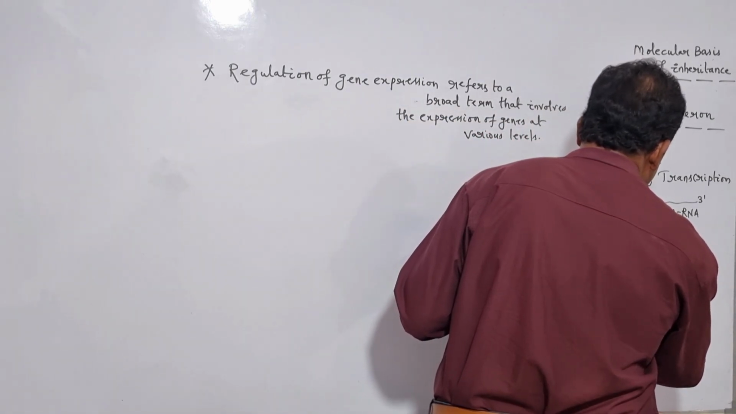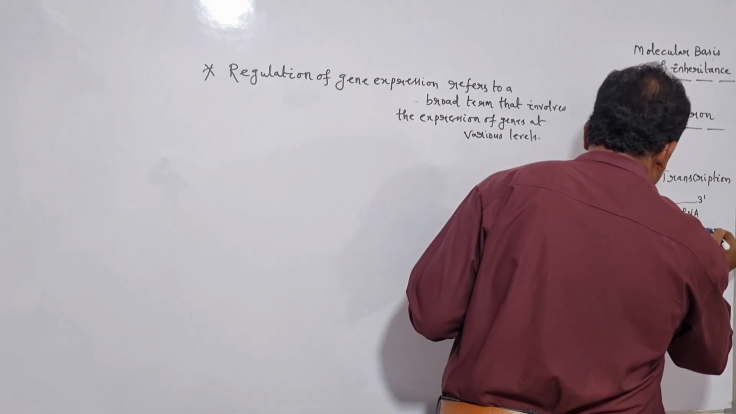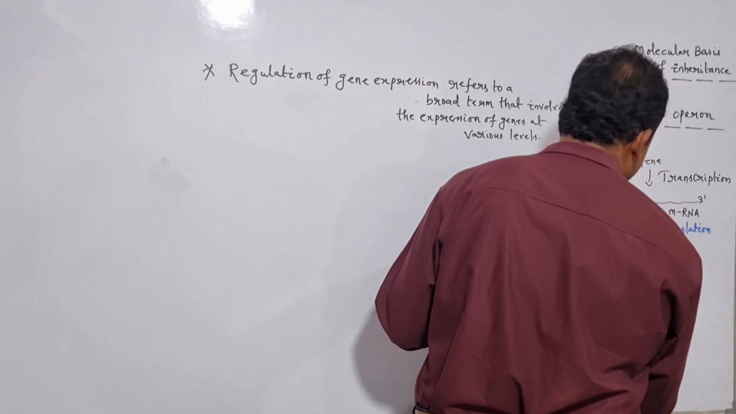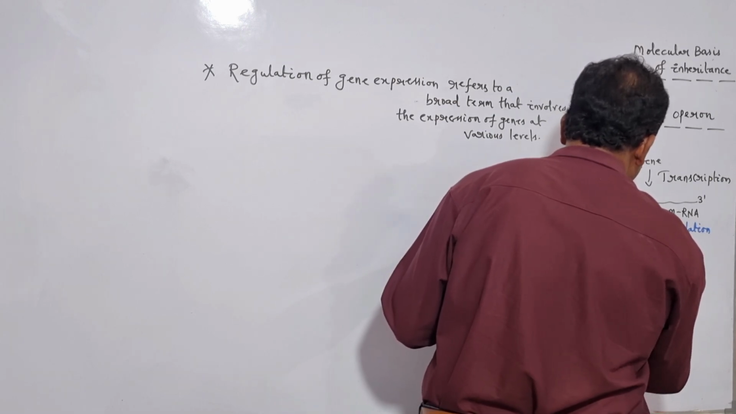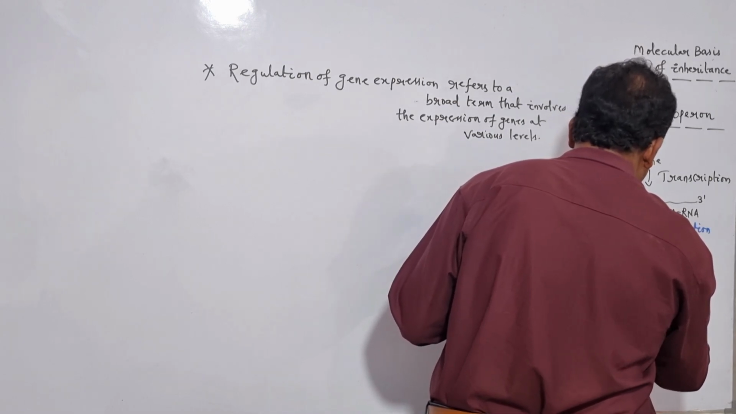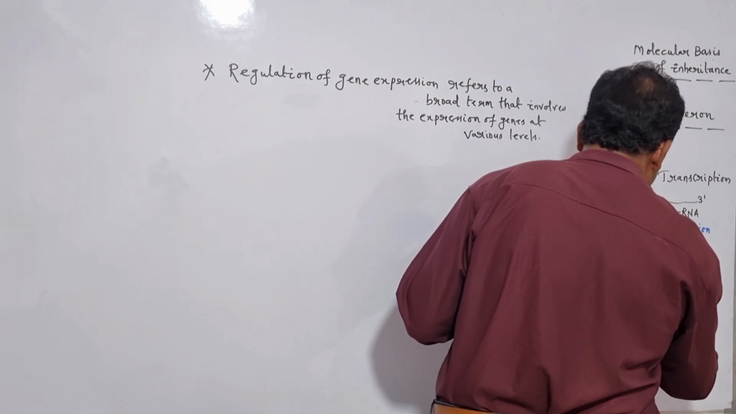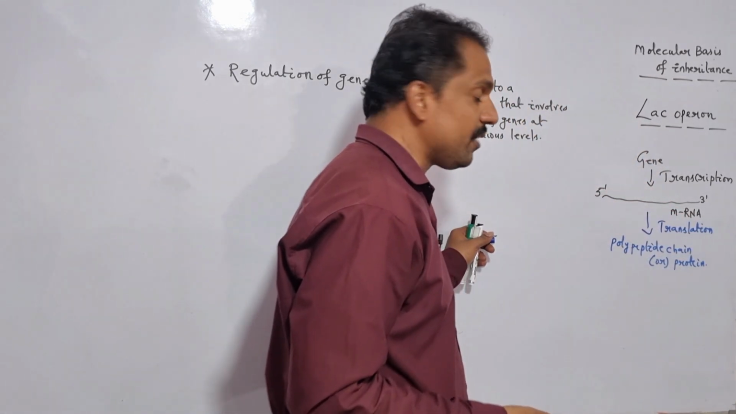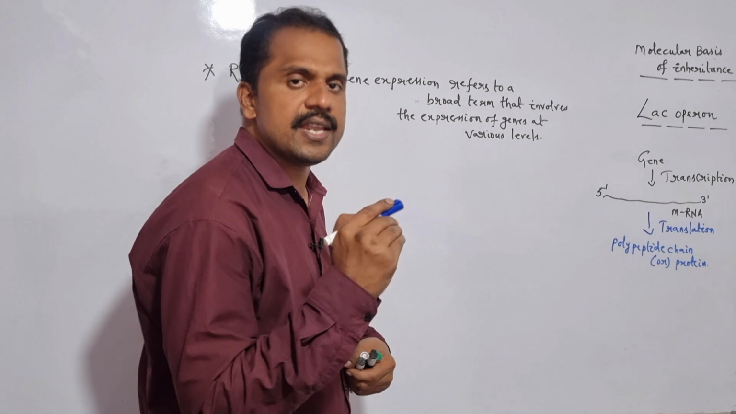During the translation mechanism, the specific mRNA, once it participates in translation, a polypeptide chain or protein is synthesized. Is it clear? So here the regulation of gene expression in case of eukaryotes involves various strategies.